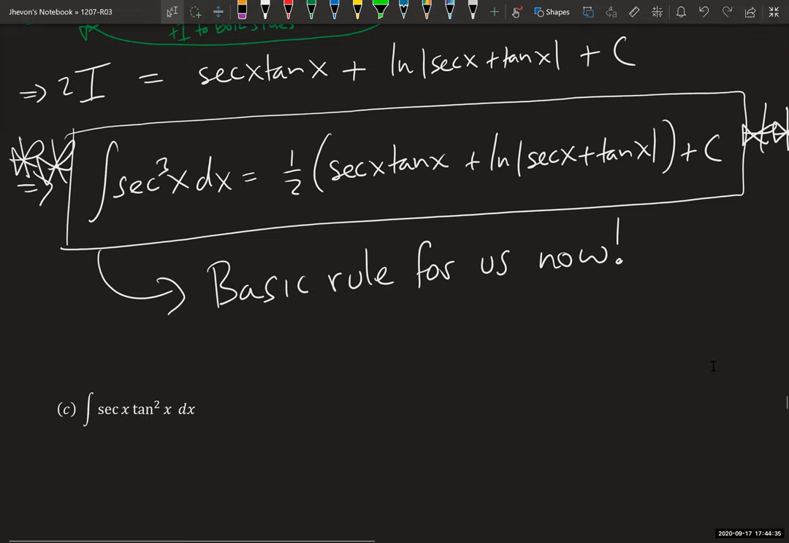Yeah. So when you look at it, the integral of secant cubed of x equals 1/2, now secant x tan x is the derivative of secant of x, right? Yes. And then ln of secant x plus tan x is the integral of secant of x. Yes. So the integral of secant cubed is 1/2 of the derivative of secant plus the integral of secant. Yeah. Plus c. Yeah, very poetic.